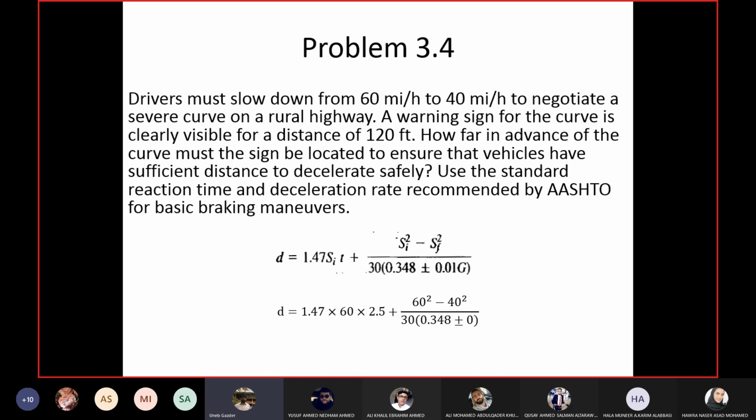We want to know how far from the curve the sign should be placed. So the sign should be before the curve, but how much before the curve? This is what we want to know. We will use the deceleration and reaction times which are recommended by AASHTO.